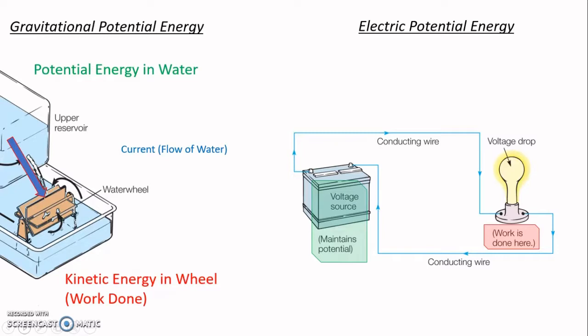In order to go from potential to getting the work done, we need some sort of a current. This current is a flow of electric charges. And this is the definition of electric current, the flow of electric charges.